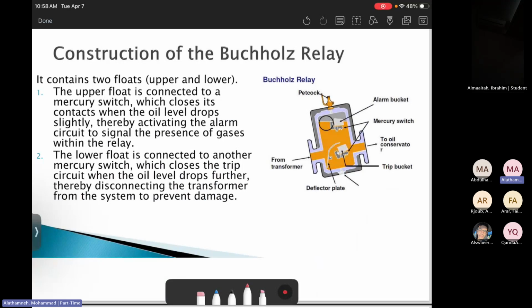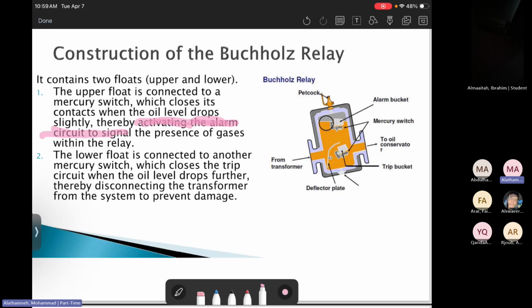So again, the upper float is connected to a mercury switch, which closes its contacts when the oil level drops slightly. This is called the alarm stage. At the national control center or the substation switchgear, you will see the alarm indication: there's something wrong on transformer number one in Spahi substation, for example, so please check. It's still in service, there's no power outage, but it gives the substation a warning indication. Then they will send the maintenance team to make an inspection before something goes wrong.